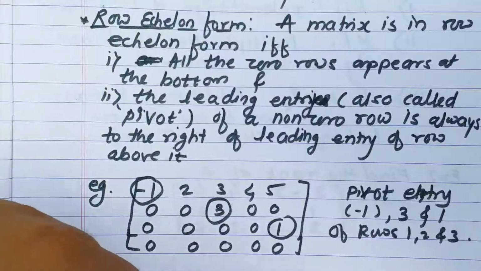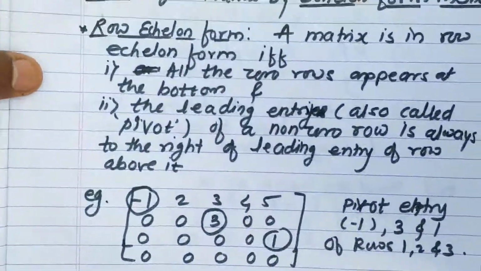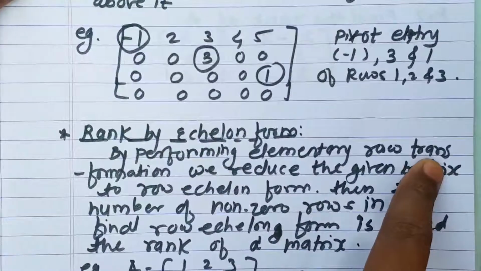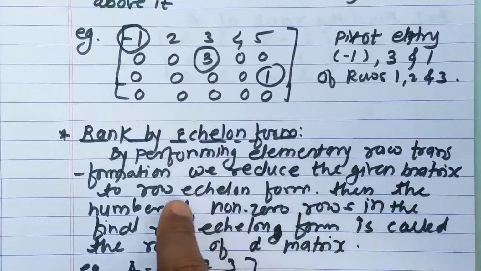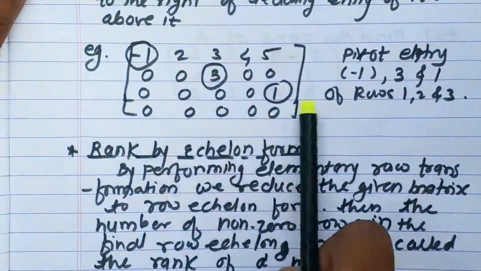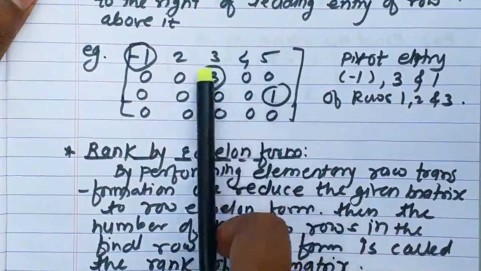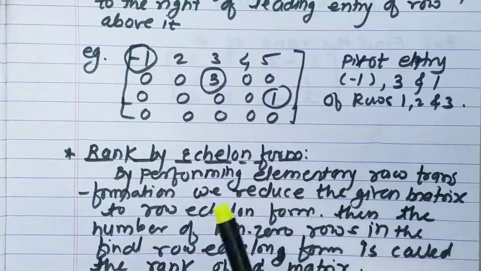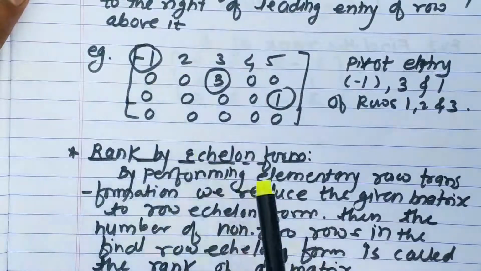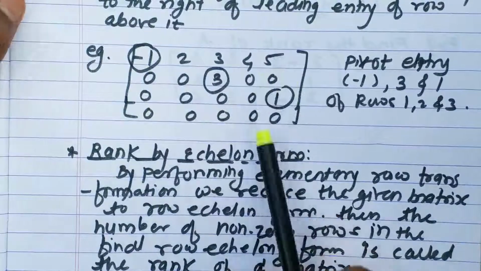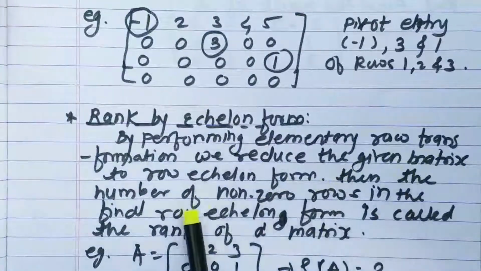Now, how are we going to calculate the rank of a matrix by echelon form? By performing elementary row transformations, we reduce the given matrix to row echelon form. So for reducing the given matrix, first we have to reduce it to echelon form, and here we reduce it to row echelon form, therefore we use elementary row transformations only. After using them, we will convert our matrix to such a form, which is called row echelon form.